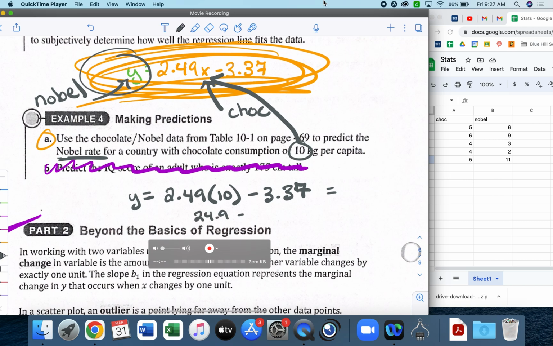24.9 minus 3.37 is 21.53. That is the Nobel rate. So pretty high, but 10 was a pretty high X. Most of our X's were 5s and 6s and whatever else, right? So they're just using that to do predictions, okay?